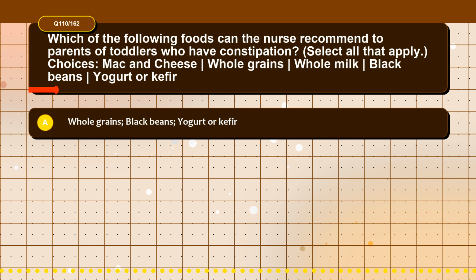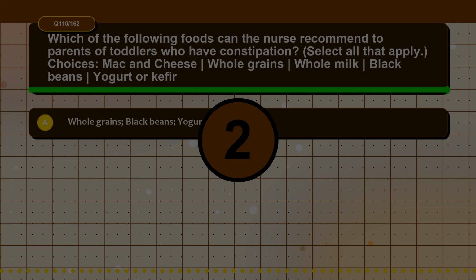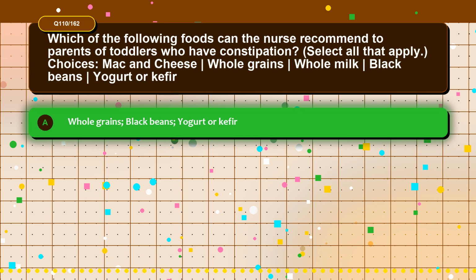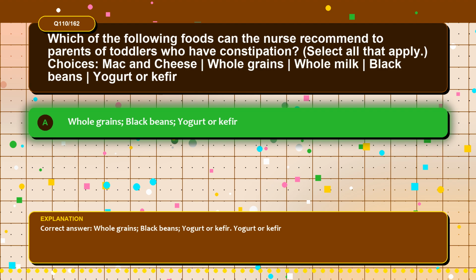Question 110. Which of the following foods can the nurse recommend to parents of toddlers who have constipation? Select all that apply. Choices: mac and cheese, whole grains, whole milk, black beans, yogurt, or kefir. The correct answer is option A: whole grains, black beans, yogurt, or kefir.